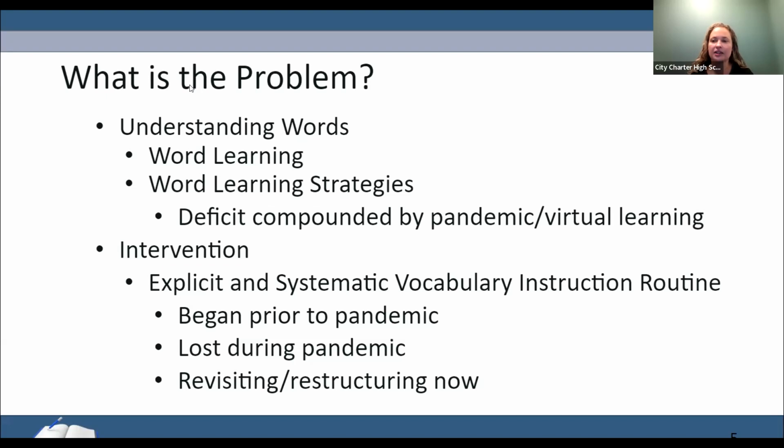So the intervention that we focused on was explicit and systematic vocabulary instruction and a routine of putting that in place. We actually started this probably the year prior to the pandemic. And then during the pandemic, this initiative was completely lost. There were many other things that took priority and that our teachers had to focus on. So it sort of went by the wayside. And now we are revisiting and restructuring in hopes of making it bigger and better and more lasting than it was before.